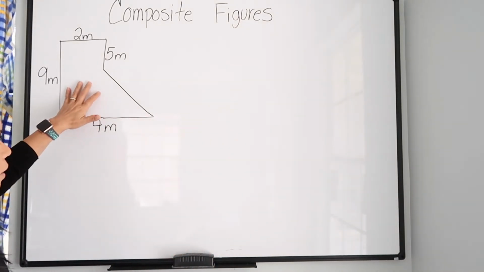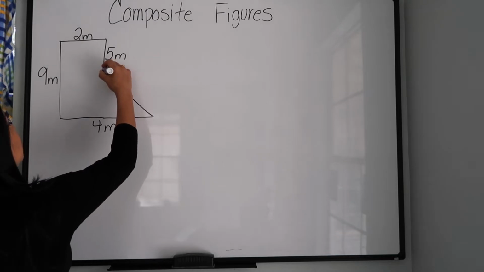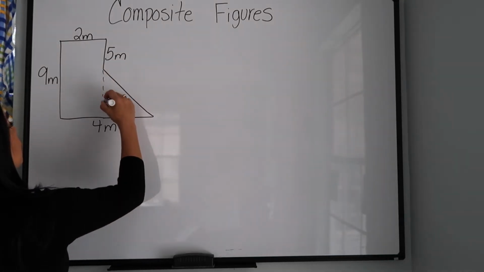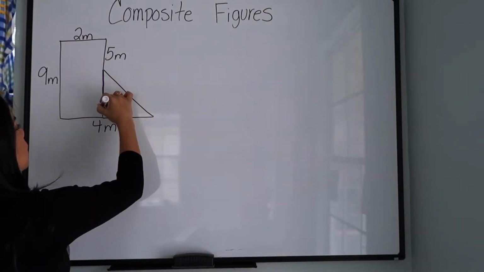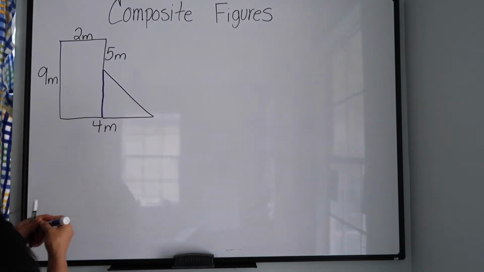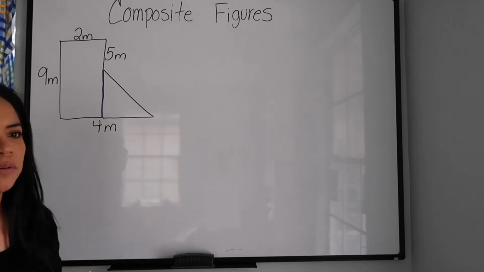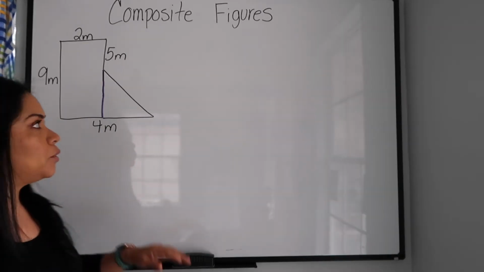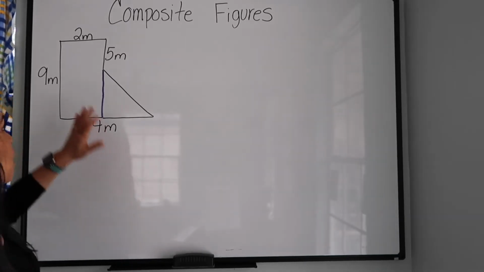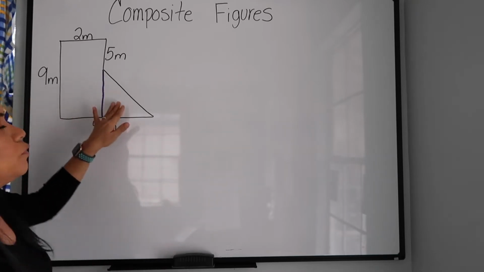So here, first we're gonna divide this figure. You can either draw, I'm gonna draw a straight line, dividing this composite figure into 2 more simple figures that we can recognize and find the area. Step 2, you want to locate the formula for each of these shapes and calculate the area for these 2 figures.